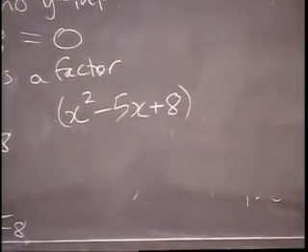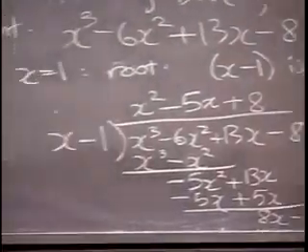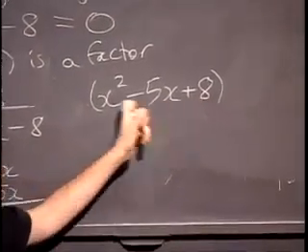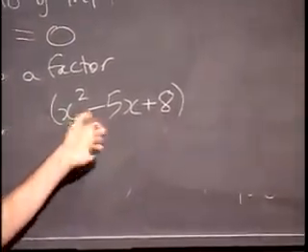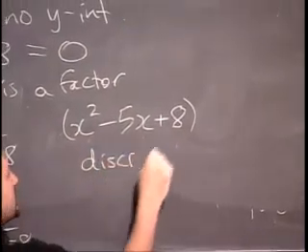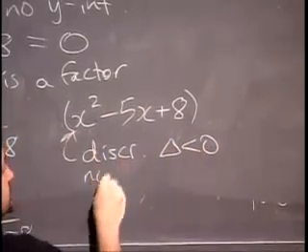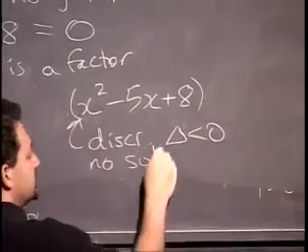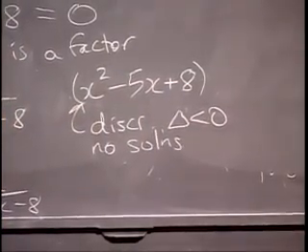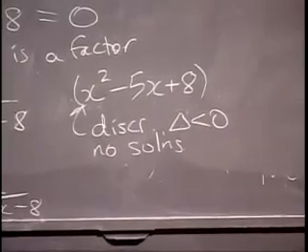Maybe, though, that's a quadratic. Maybe we can factor that further. What's the discriminant, though? B squared is 25 minus 4 times 8, which is 32. The discriminant is negative 7. The discriminant, which is normally written as delta, is negative, so this does not factor over reals. No solutions to the quadratic equation, x squared minus 5x plus 8 equals 0. So actually, x equals 1 is the only root. This is the only x-intercept.